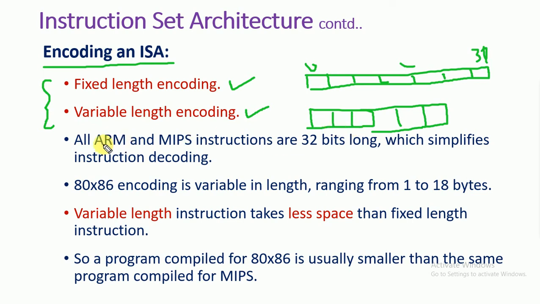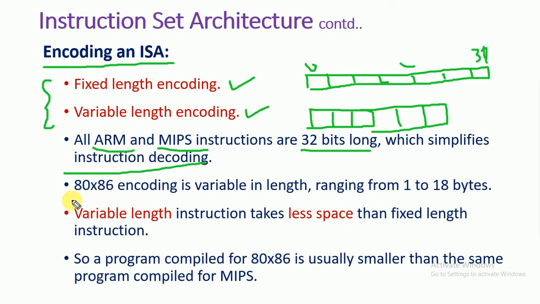Now the ARM processor and MIPS processor are actually using instructions that are 32 bits long, which is a fixed length. So ARM and MIPS processors use fixed length encoding with 32 bits. So always 32 bits must be utilized for every instruction that is used with these two processors.